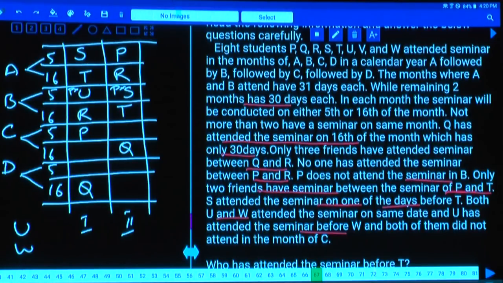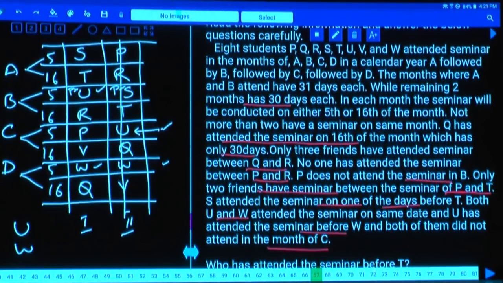P, Q, R, S, T, U, W, and V is left over. And in this case, V must be here. And both of them did not attend in the month of C. As U and W did not attend in the month of C, the second case is ruled out because U is in the month of C. And here, U is in the month of B and W is in the month of D. So till the last statement, both the cases are valid, and with the help of this statement, the second case is invalid. Finally, we are left with only one case from 67 to 71.